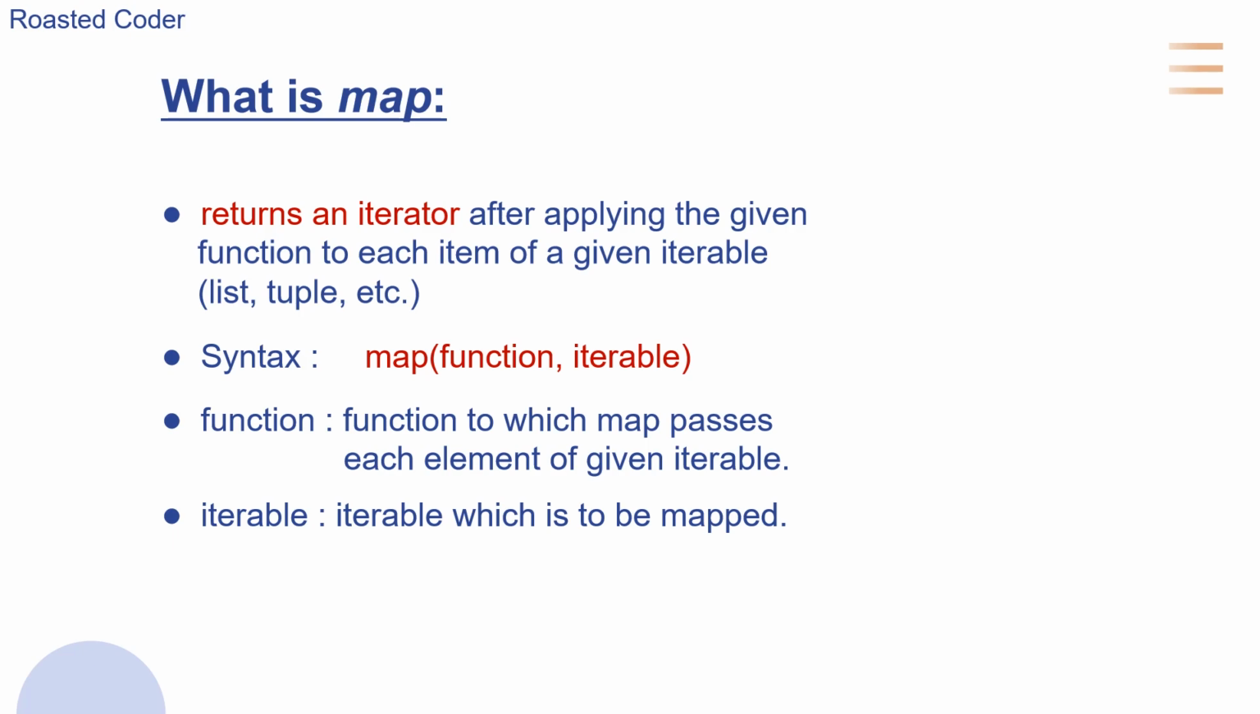Map is a function which returns an iterator, and in the map function we have to pass two parameters, a function and an iterable, such that it changes every item in this iterable using this function. So now let's see an example.